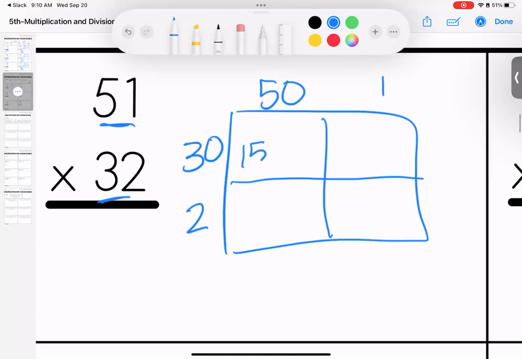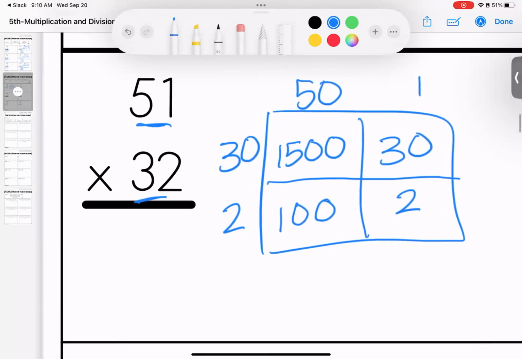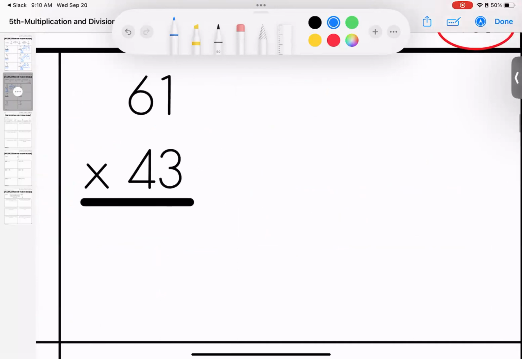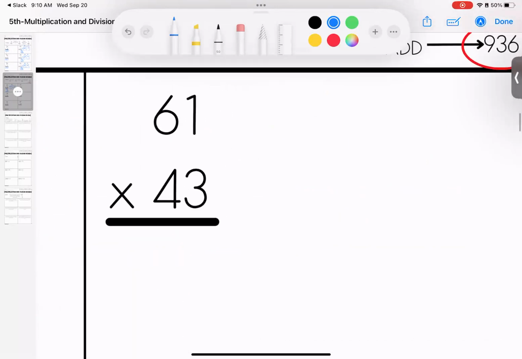3 times 5 is 15 with 2 zeros. 3 times 1 is 3 with a 0. 2 times 5 is 10 with a 0. 2 times 1 is 2. If I take 1,500, 100, 30, and 2, I end up with 1,632.